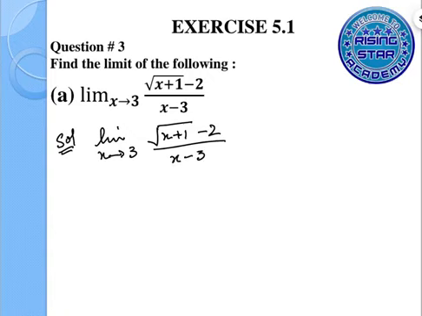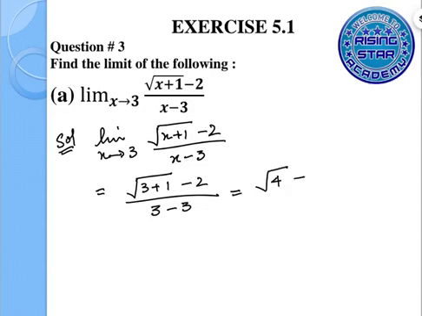Now I will put the given limit into it. So 3 plus 1, square root, minus 2 over 3 minus 3. So the answer will be square root of 4 minus 2 over 0. So square root of 4 would become 2. 2 minus 2 over 0. That is 0 by 0. So it's an undefined form.